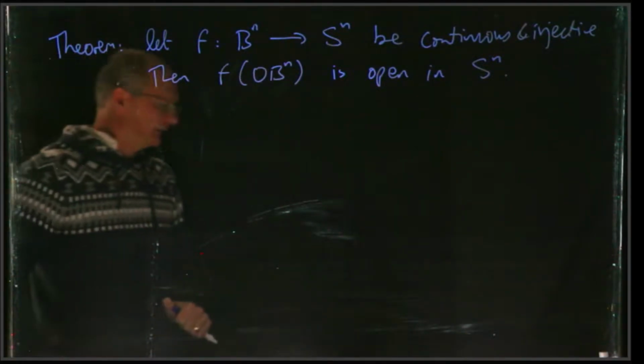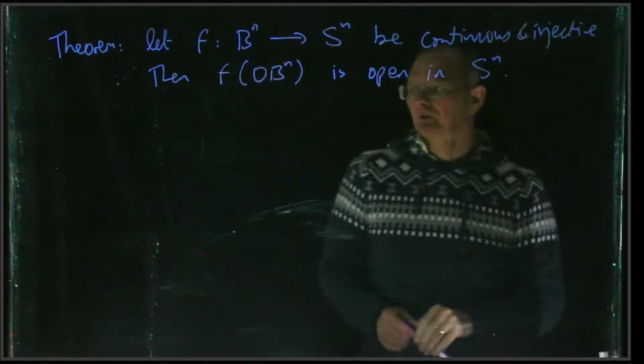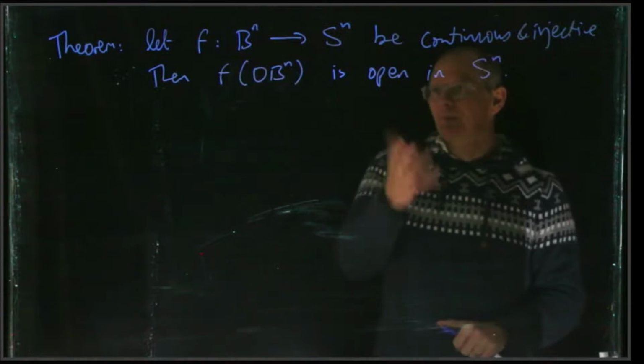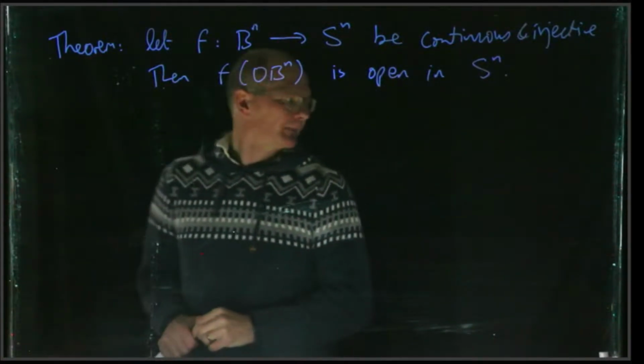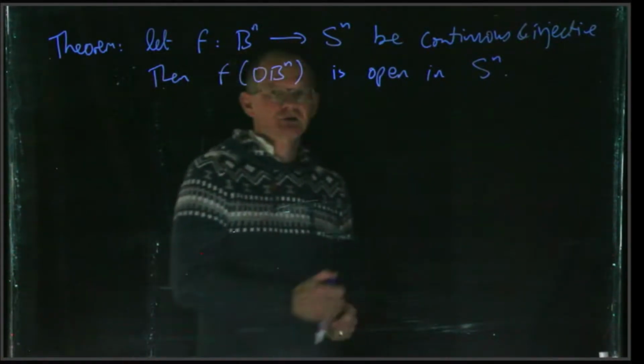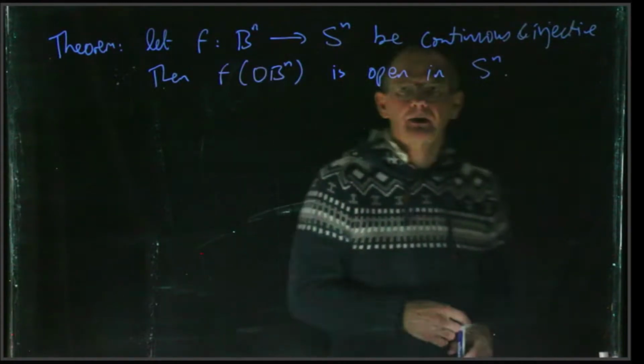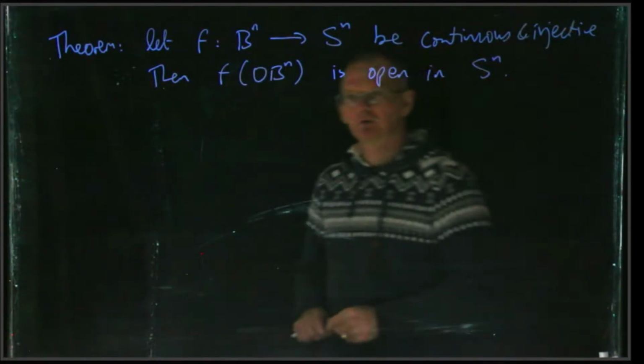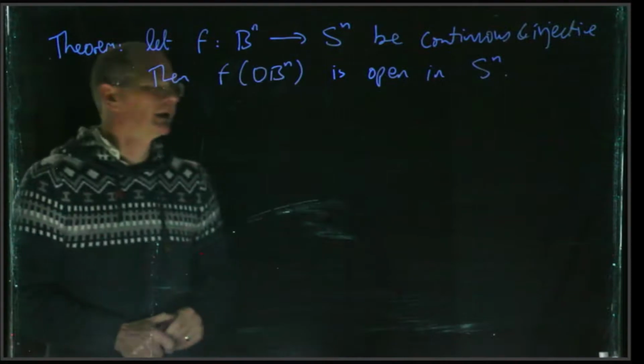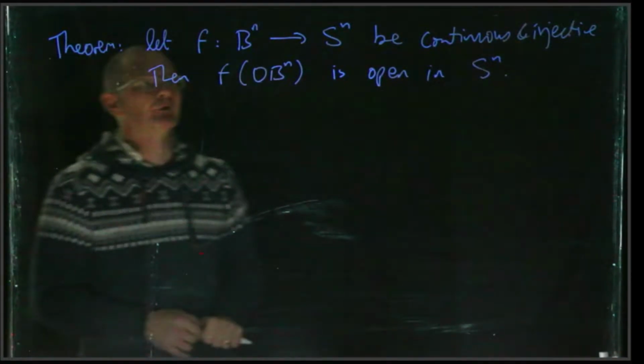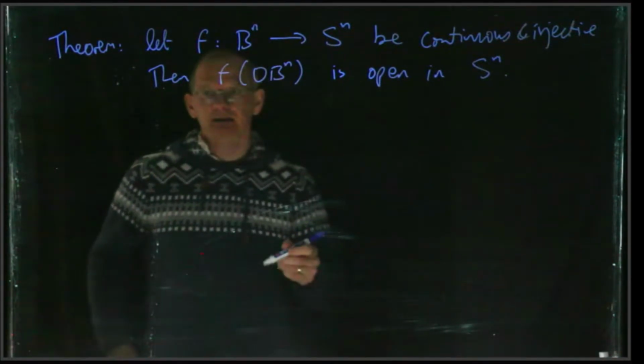Okay, so notice this is certainly not an obvious or automatic thing. For a continuous map, it's by definition true that the pre-image of an open set is open, but it's not necessarily true that the forwards image of an open set is open. So there's definitely a lot to prove here.